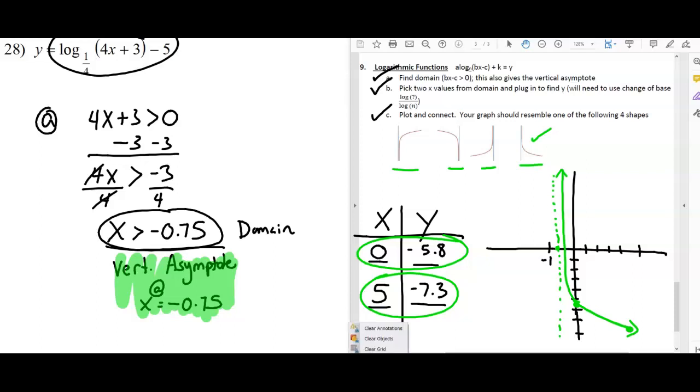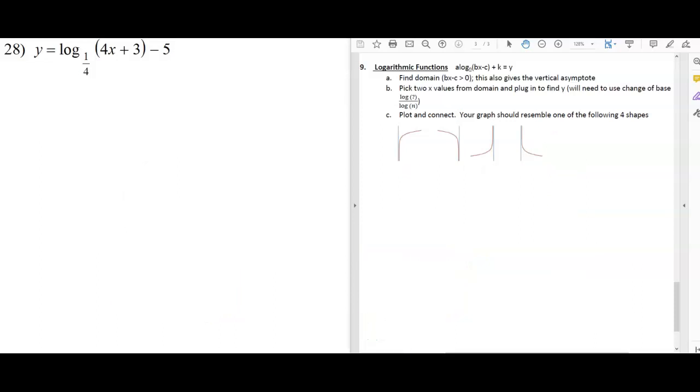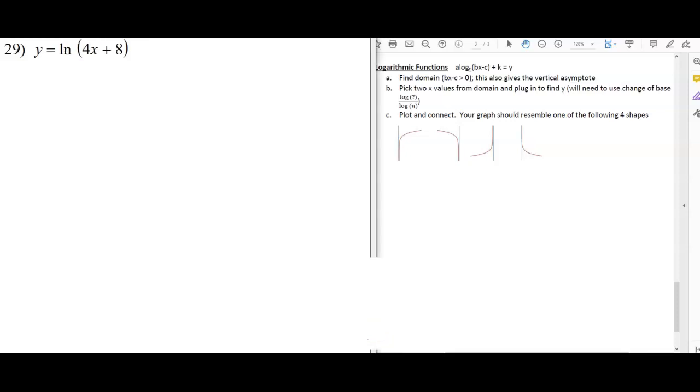All right. We'll go ahead and do one more. This is another log question, but actually a little bit easier. 29 is an ln, and 30 is a log, but you'll notice that there's no base here, and that means it's base 10. Both 29 and 30 are easier because you don't have to do the change of base in order to evaluate the expression. You can kind of just skip that step.